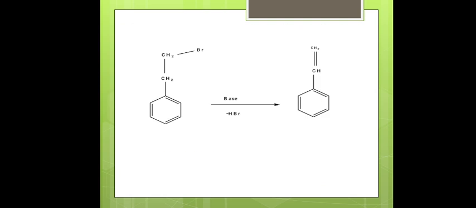Next one, here again you have a benzene ring with CH2Br attached. The beta hydrogen is on the CH2 group and HBr is released. So what happens is you get benzene ring, CH double bond CH2.